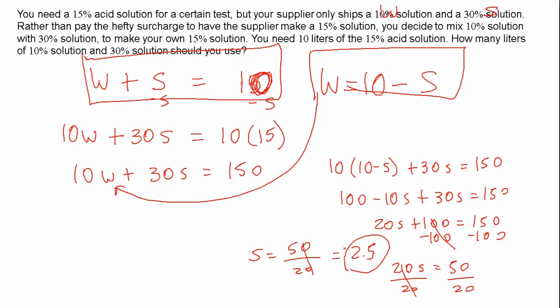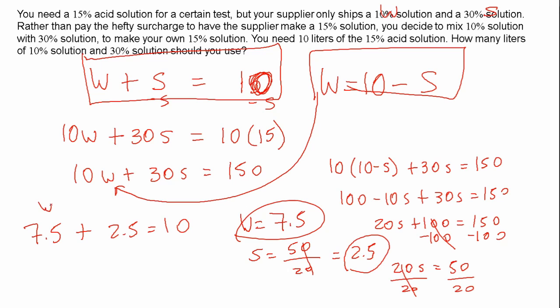So in other words, we need 2.5 liters of the strong solution. Again, in total, we need 10 liters. So if we have 2.5 liters of the strong solution, that means we need 7.5 liters of the weak solution. Okay? 7.5 plus 2.5 equals 10, and I can write that as this. 7.5 plus 2.5 equals 10. Again, this is the weak solution, this is the strong solution. You can see that we have the correct combination of solutions to equal 10 liters, and so we're done with this one.